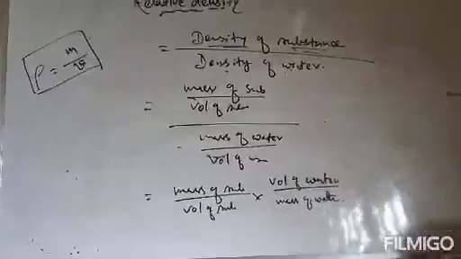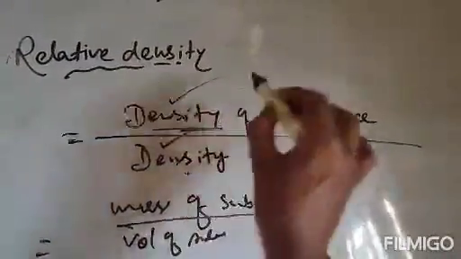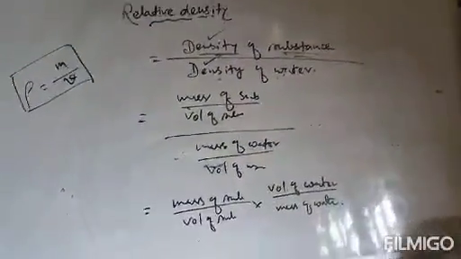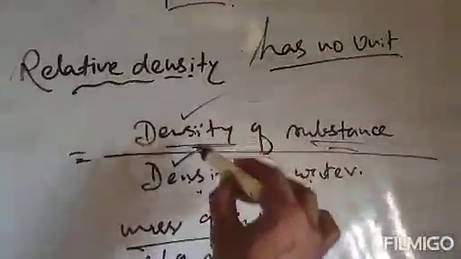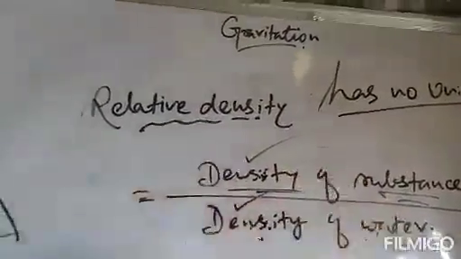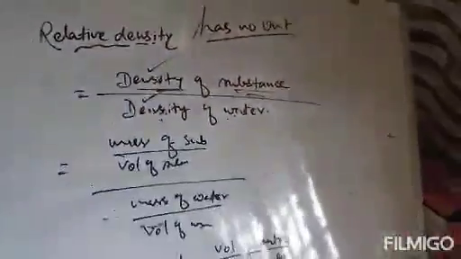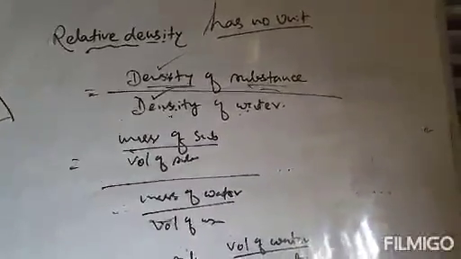It is just a ratio. Relative density is a ratio of similar quantities. This is also density, quantity 1, and this is quantity 2, also density. So relative density is just a ratio, and hence it has no unit. Always remember, relative density has no unit because it is the ratio of two similar quantities, both of which are density. That's why relative density has no unit. Clear? So that is the concept of relative density.